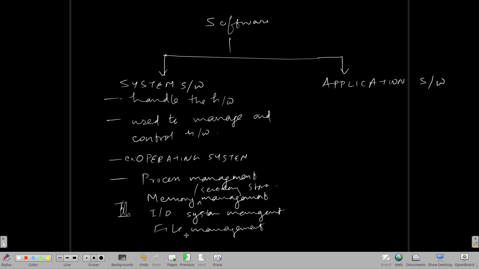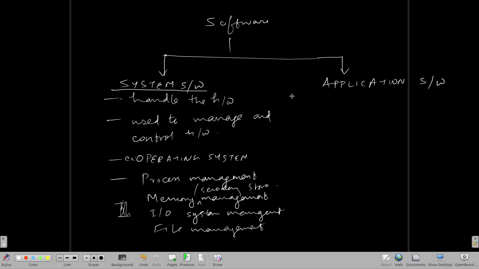Then there is file management. What do you mean by files? For example, you are creating a text, you are using Word software or Microsoft Office, and you're writing something in it and you're saving it. You are basically storing it as a file. So these files have to be managed. For instance, the operating system, the system software has to make sure that the same file is not being written or edited simultaneously by different processes. So basically, resource management is the key function of an operating system, or system software. Operating system being the main example regarding system software.